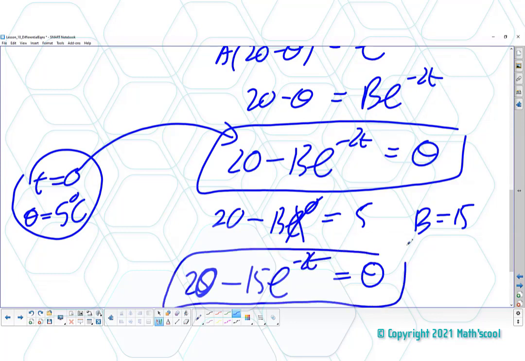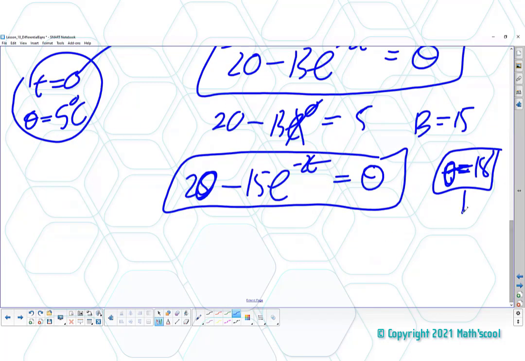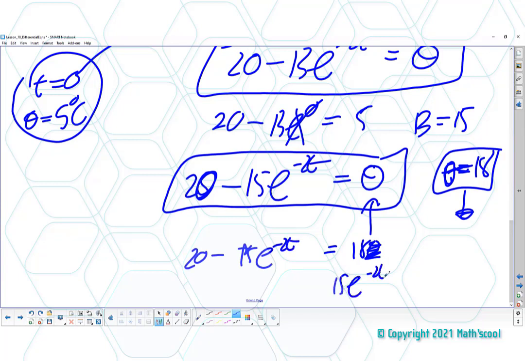There's our equation. All we need to do is slam in theta equals 18 and work out what t is. So put in theta is 18: 18 equals 20 minus 15 e to the minus 2t. 15 e to the minus 2t equals 2. 2 over 15 equals e to the minus 2t.